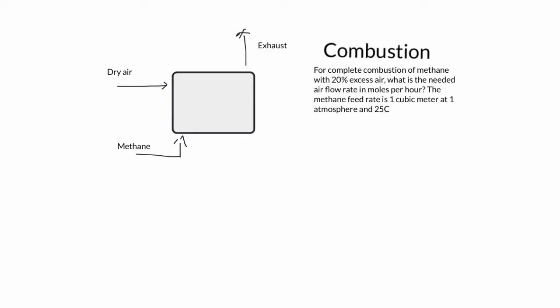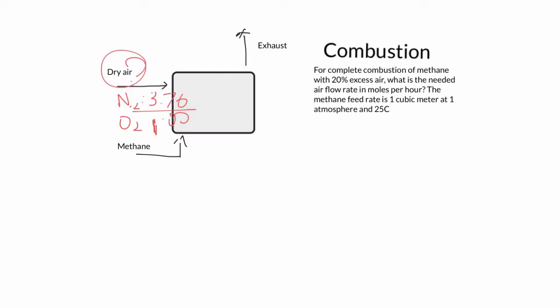So in order to do this, we need to know a couple things. One is, what does dry air consist of? And secondly, what does the complete combustion equation look like? Well, in general, there's a convention for working with dry air, and that is that dry air consists of nitrogen gas and oxygen gas, and the ratio is 3.76 moles of nitrogen to 1 mole of oxygen.